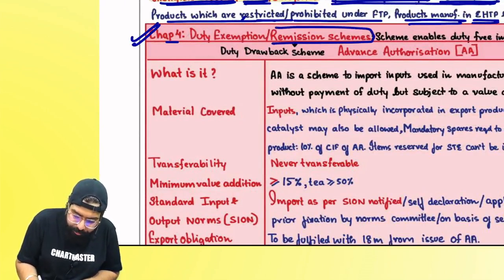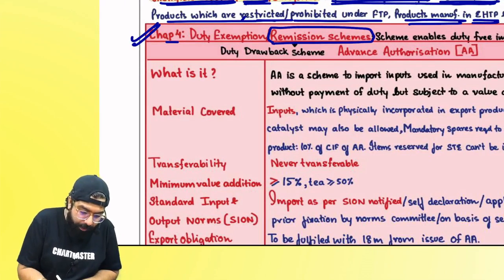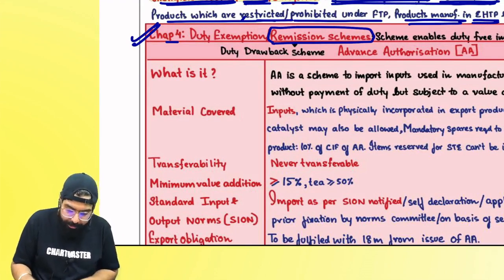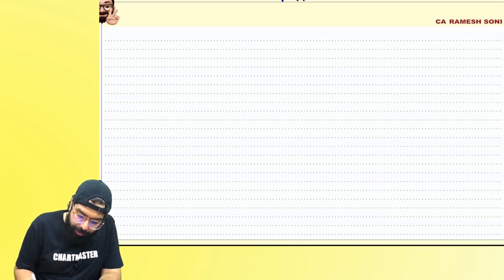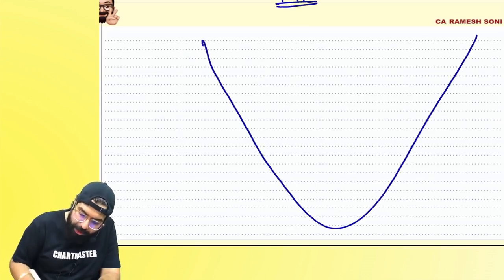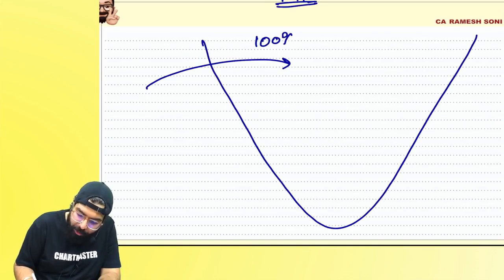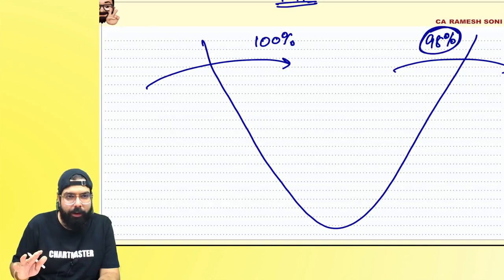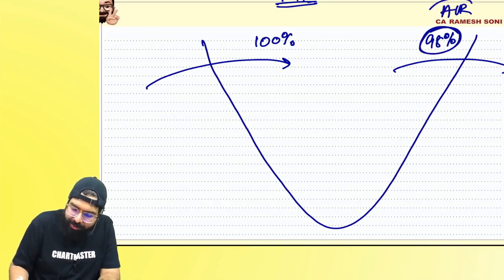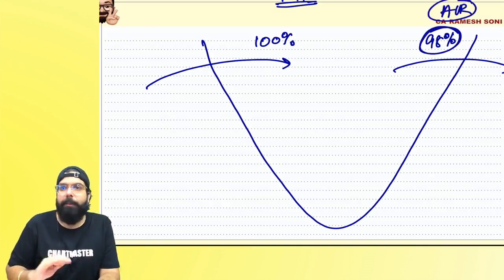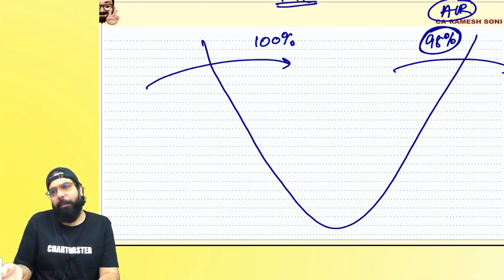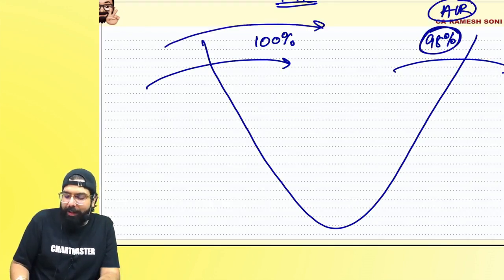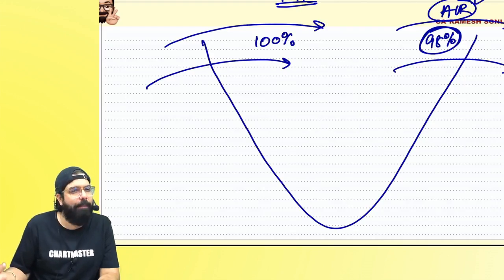Everyone listen. Do you remember duty drawback? Foreign trade policy, duty drawback. If you import into India, you pay 100% of the duty. If you export, how much duty drawback will you get? 98%, or as per all industry rate, etc. Import as such, then it is 98%. If you import and then manufacture and export, it is the all industry rate, brand rate, etc.